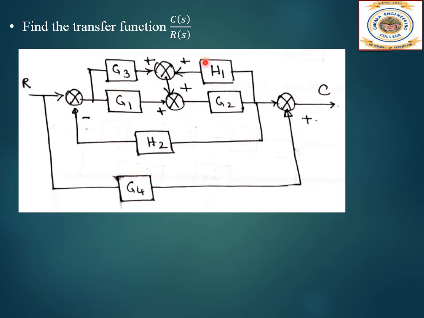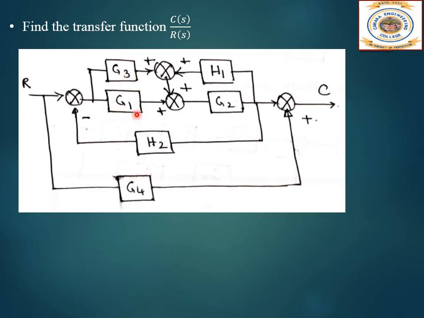G2 and H1, check how it is: G2 and H1 is fed back to this, so this is feedback, so we can simplify this, and then this will come in series. After that, H2 is in a feedback, so I can solve the feedback path. Then this G4 will be in parallel to the whole of this, so that also we can simplify. So now we will do it step by step.